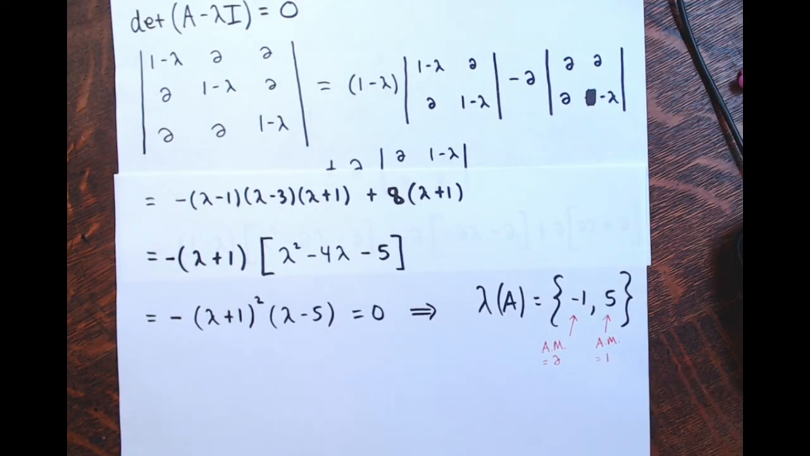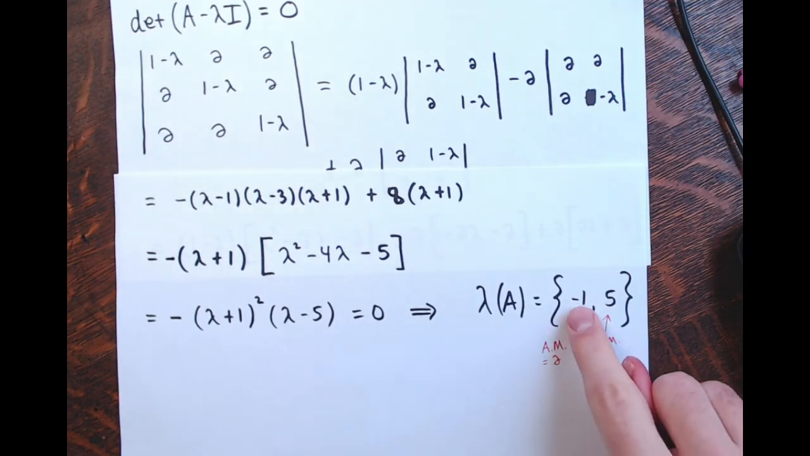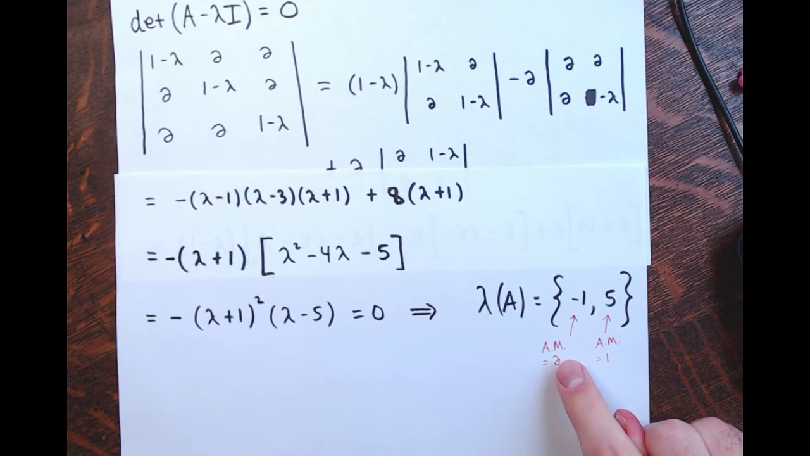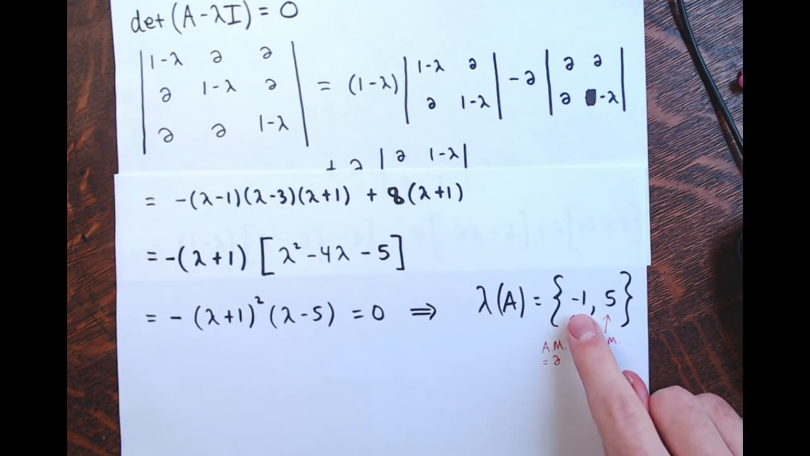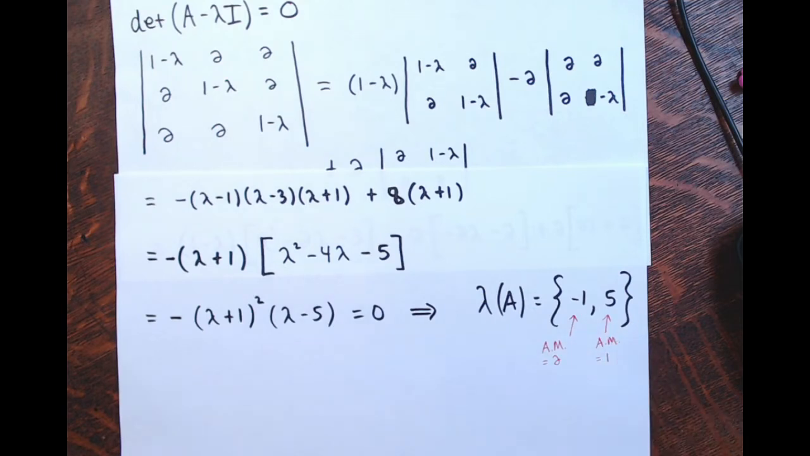Alright, so they don't all have multiplicities of 1. So I can't tell if it's diagonalizable yet. It's a 3 by 3, so I would like to find 3 independent eigenvectors. So what I'm hoping for are two independent eigenvectors in the eigenspace corresponding to lambda equals -1, and I'm hoping for one from lambda equals 5. Because I want again the geometric multiplicities to be equal to the algebraic.